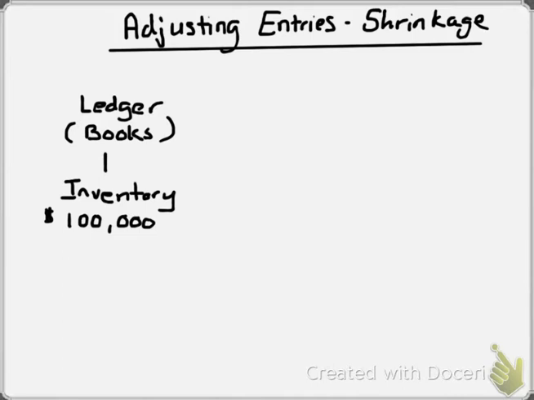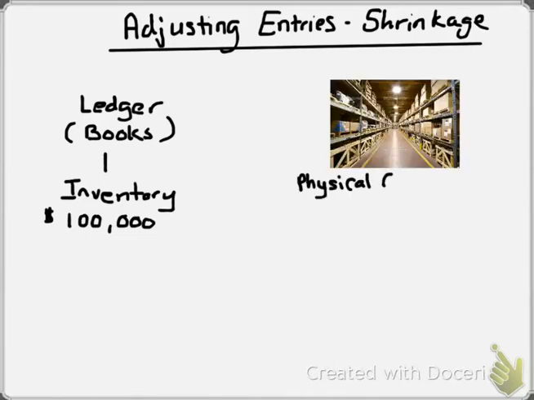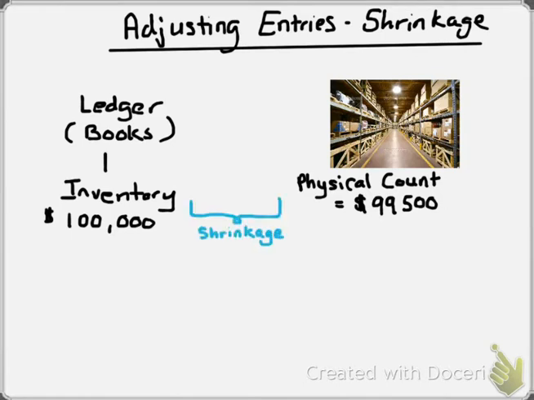So let's assume that at the end of our accounting period, we go and physically count our inventory in the warehouse, and we found that our physical count revealed that we had $99,500 of inventory. Now the question is, which is the correct amount? Is it our book balance of $100,000 or the physical count of $99,500? Well, the physical count is the correct amount because that is physically what we have. The difference is what we call shrinkage. Shrinkage is loss due to either theft or misplaced items, things like that. So the difference we call shrinkage.